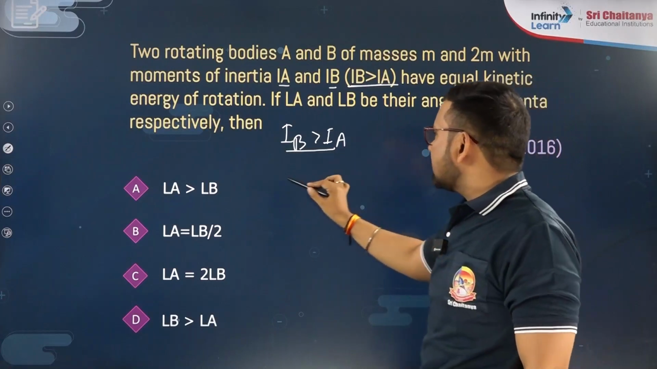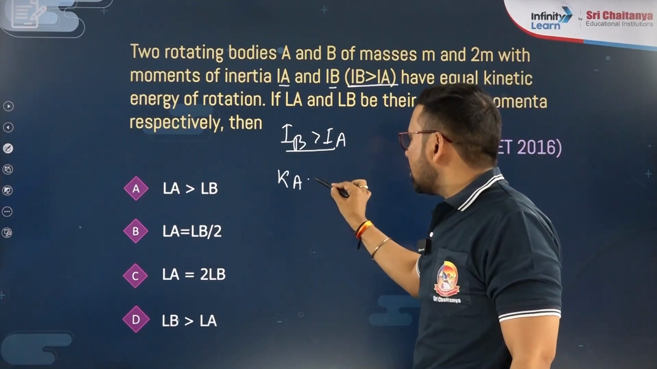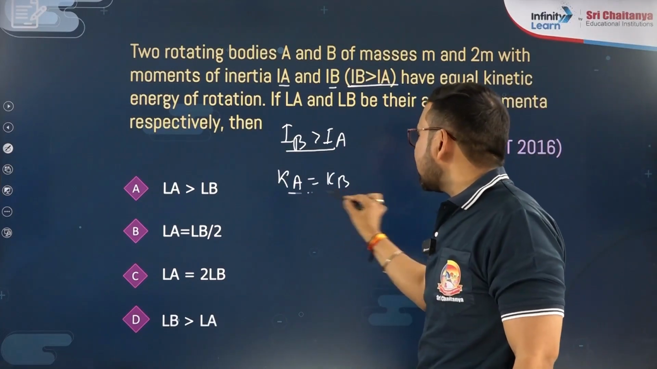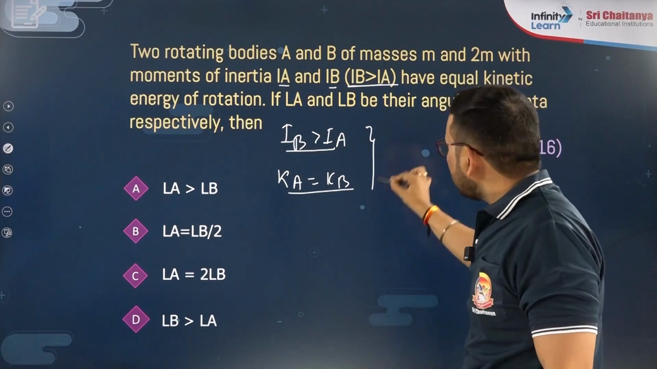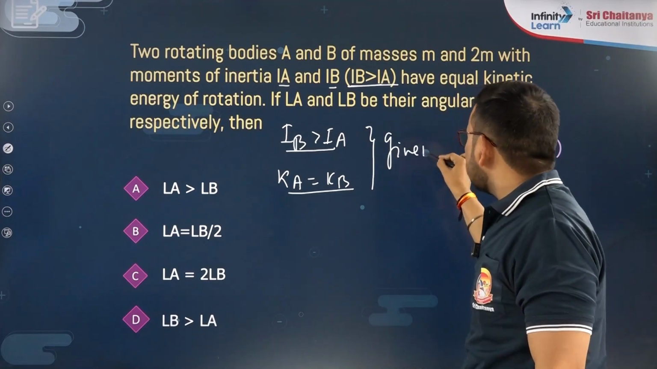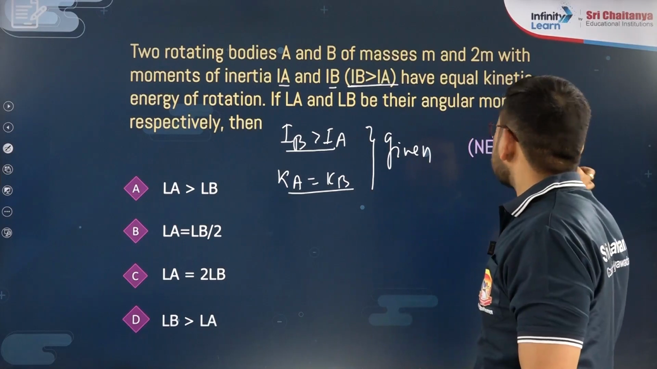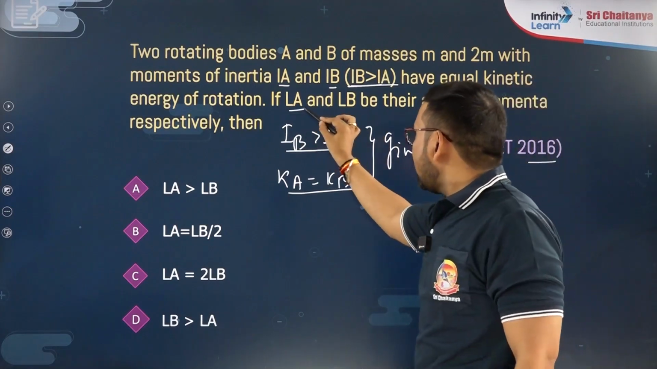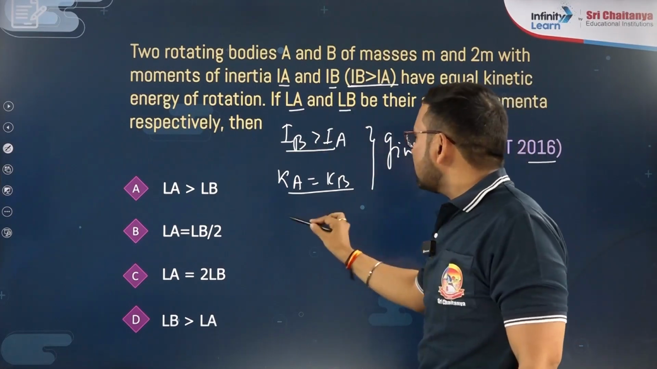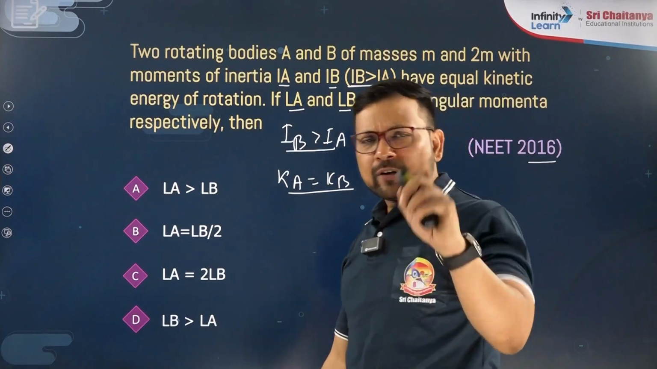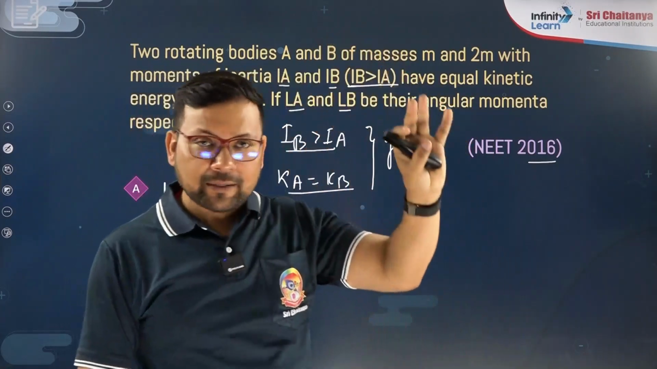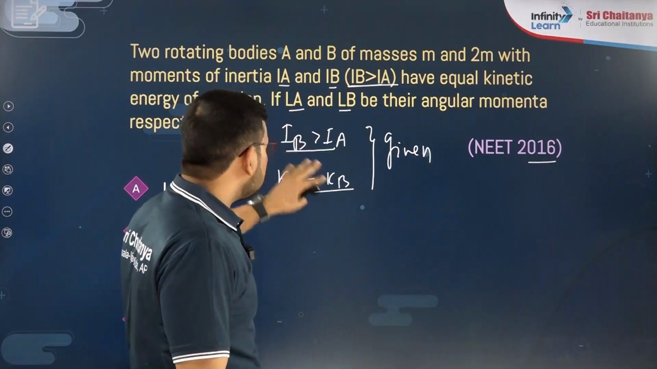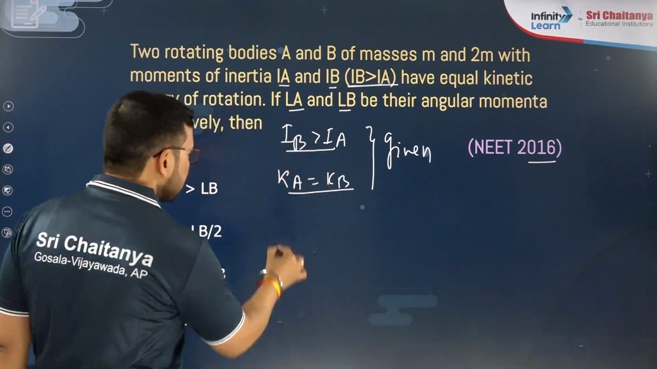Equal kinetic energy. Now Ka is equal to Kb. That is also given. These two pieces of information are given. That is your NEET 16 question. LA, LB, angular momentum comparison. Straight away, what is the question? The relation between L, I and K. What is the relation?